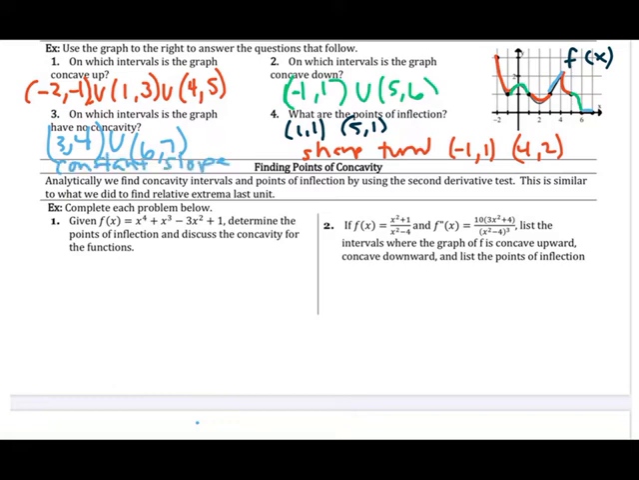Points of inflection. There are 2 points of inflection. One of them is at (1, 1). The other one is at (5, 1). There are 2 other points where it seems like there could potentially be points of inflection at (-1, 1) and at (4, 2), but both of those are sharp turns, which means it's not differentiable there, which means even though clearly something is happening in the function, it is not a point of inflection.